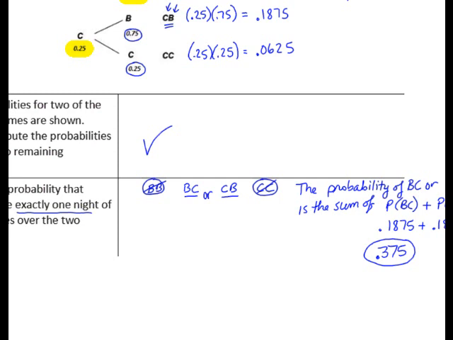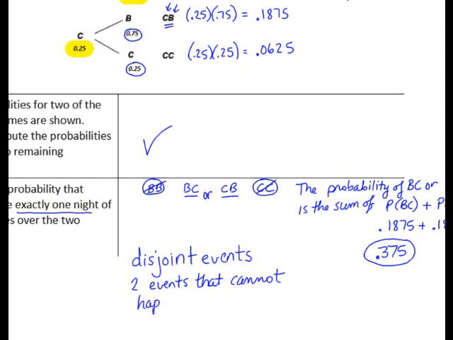Notice these are called disjoint events. And this is just a vocabulary word to be familiar with. Disjoint events are 2 events that cannot happen at once. That's a disjoint event.